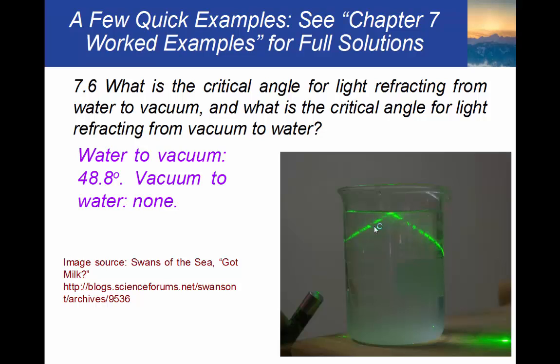It's got to be less than 48.8 degrees if you want to see a beam come out here, and if it's greater than that angle, then you'll get this effect here. And since air has a very similar refractive index to vacuum, you're going to find that it's also about 48.8 degrees for total internal reflection from water into air.